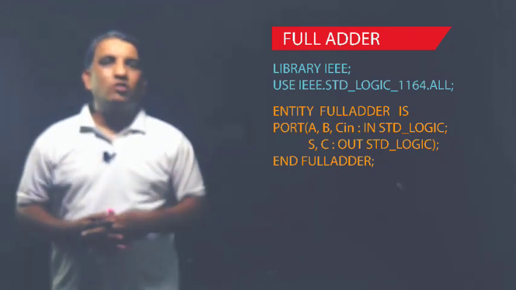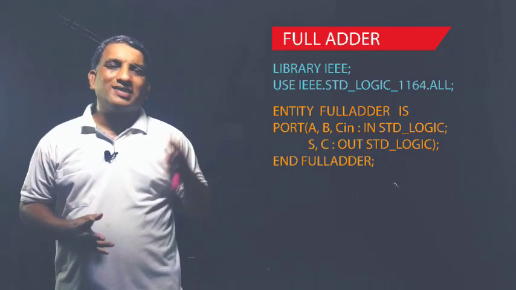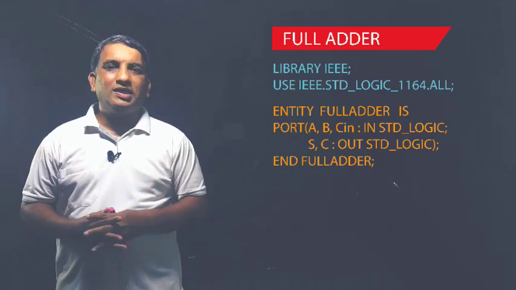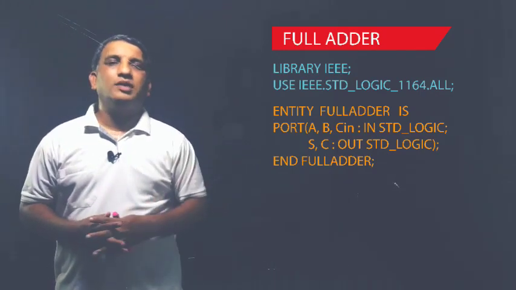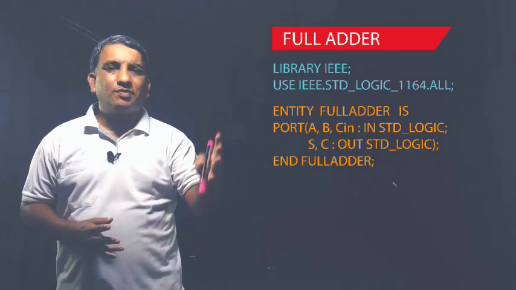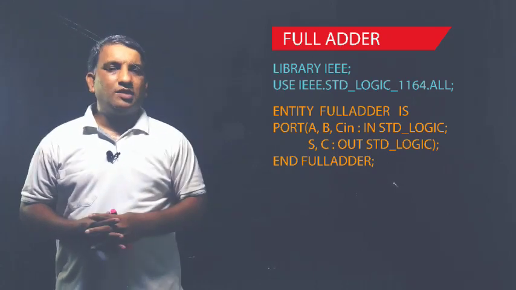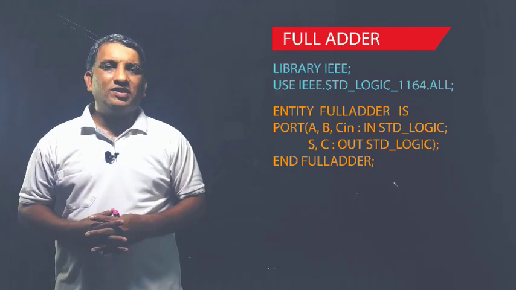So first I will close the round brackets, then I will put the semicolon, and after that I will put end, and the name of this entity, and the name of this entity is nothing but your full adder. So I will write down end full adder and put semicolon. So this is nothing but my entity. So after the entity, because entity is the compulsory part as well as the architecture is the compulsory part of your VHDL program, we have finished writing with the entity.